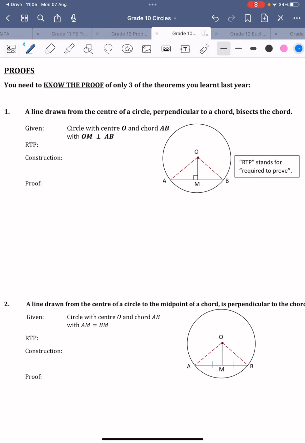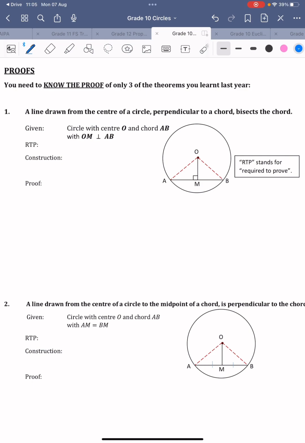All right, now the first two proofs are very similar because the theorems are very similar, right? The first two are the ones that we learned on Friday. So the first one there is saying a line drawn from the center of a circle perpendicular to a chord bisects the chord. Okay, we've been working with this theorem now.